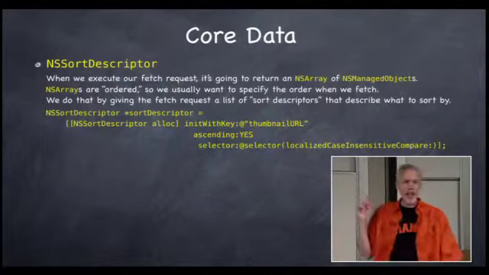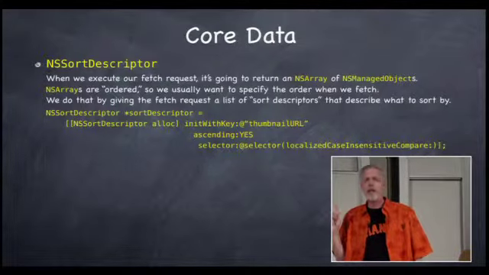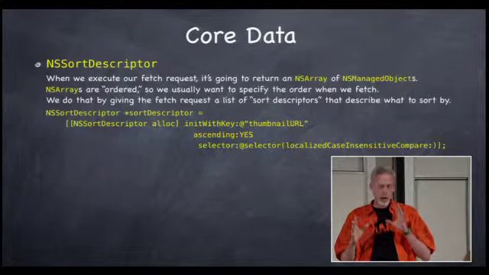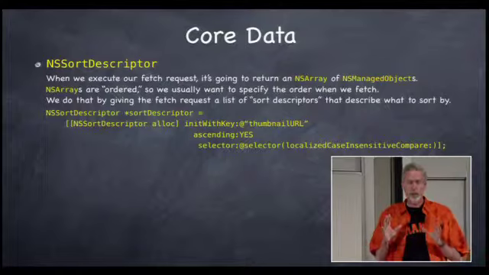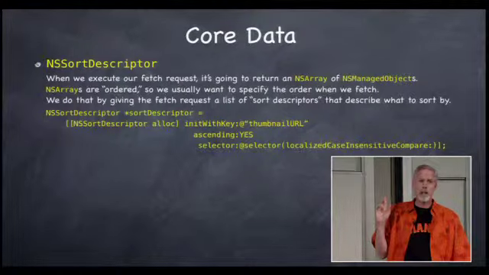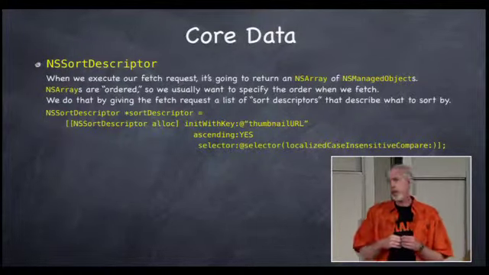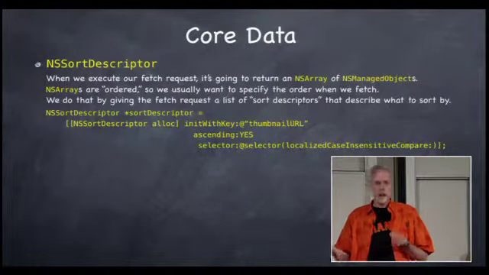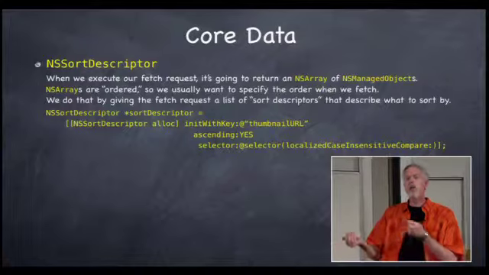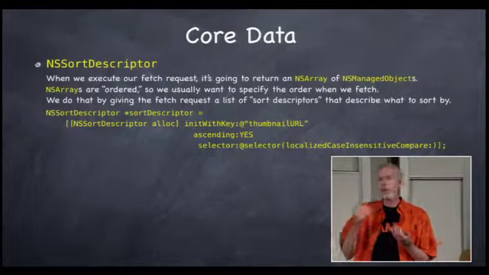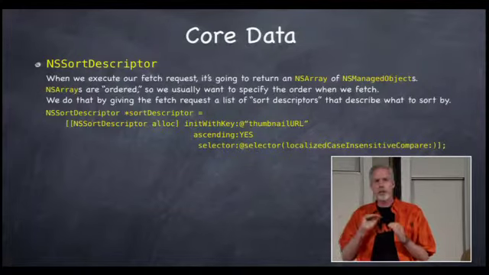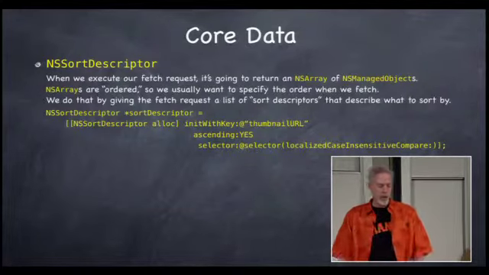And then there's this selector. Now this selector has to implement a method that returns an NSComparisonResult. And you can look at the prototype for that in the documentation for NSSortDescriptor. But basically it just takes another object in the list and it calls this method on it, and that returns an NSComparisonResult, which is either ordered ascending, ordered descending, or ordered the same. So these objects are either the same or before or after in the list.